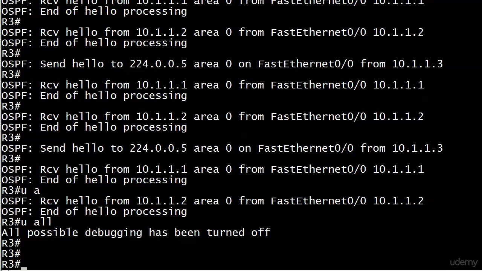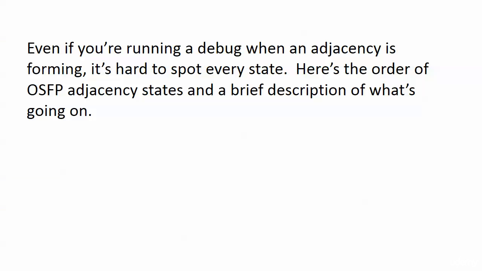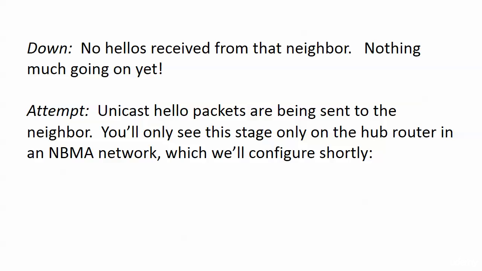So I did a U-all. So we saw some of those states, but not every single one. And here's the order of the states and a brief description of what's going on in each. And I think it's a good idea for your exam to know the order of these things. Down means, hey, there's not much going on. Down is down. A is A. No hellos have been received from a particular neighbor yet, and there's just nothing really going on.